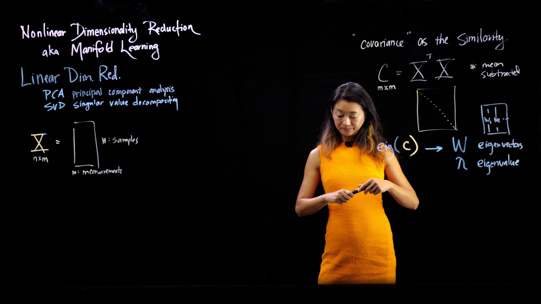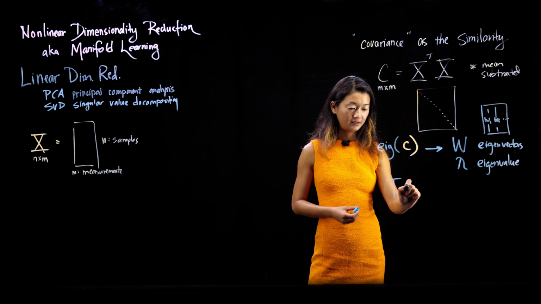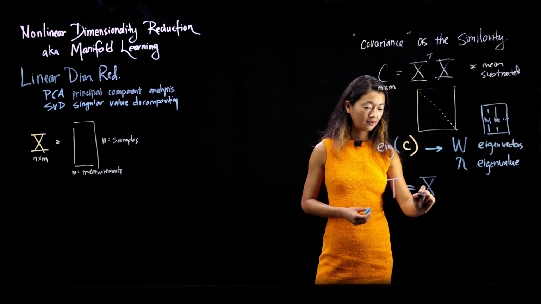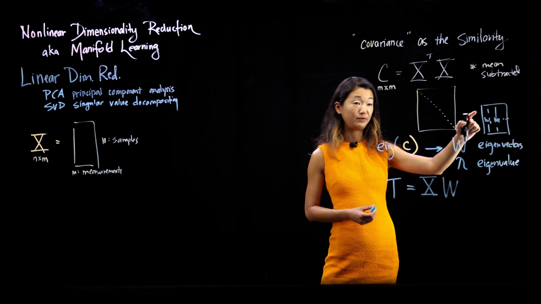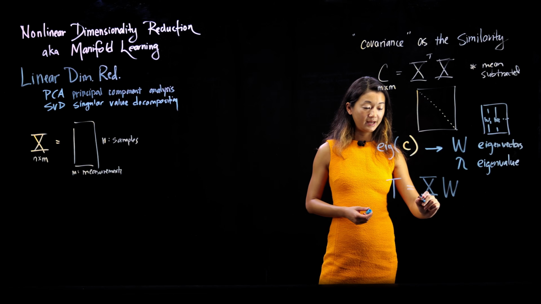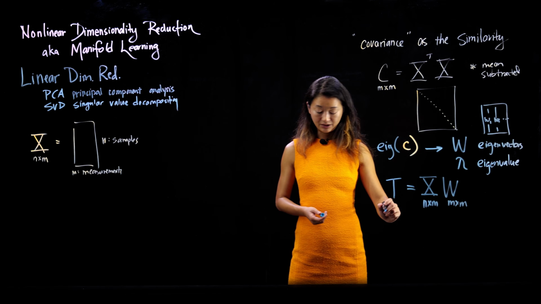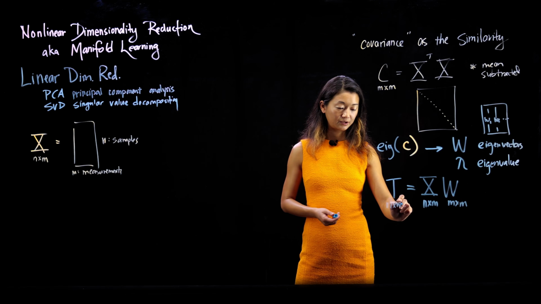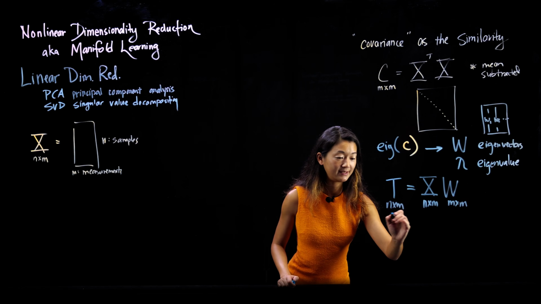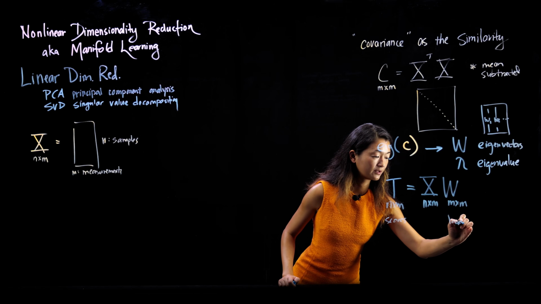I can say that T equals X times W. This is my W matrix over here, my eigenvectors over here, right? So my X is my data set, so it's m by m like normal. W is an m by m square matrix of all of my eigenvectors. And this thing here is going to end up being an m by m matrix as well. So in PCA speak, these are called scores, and these are called loadings.